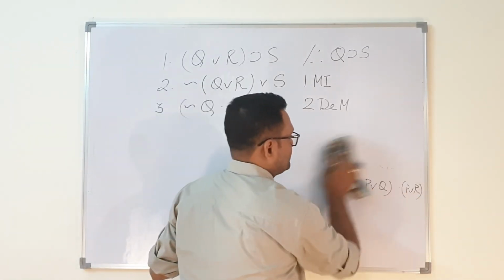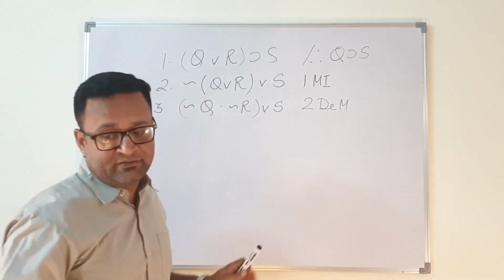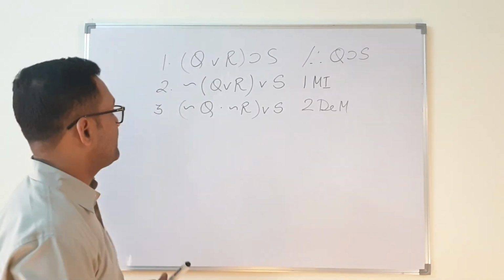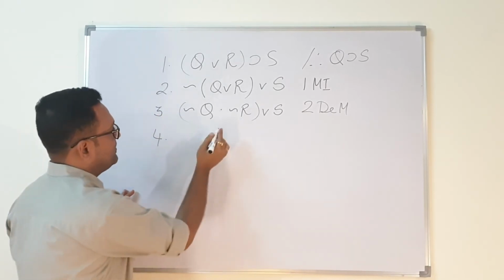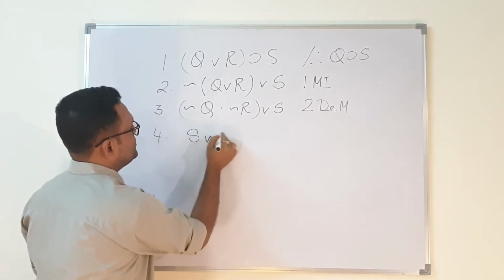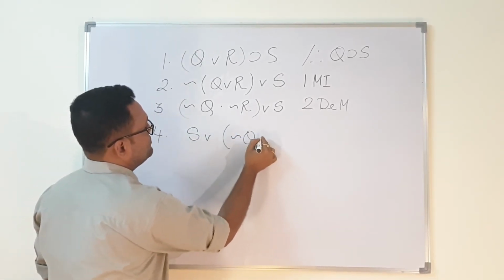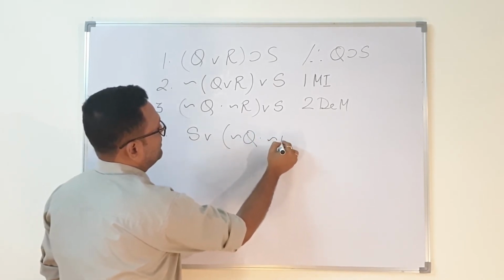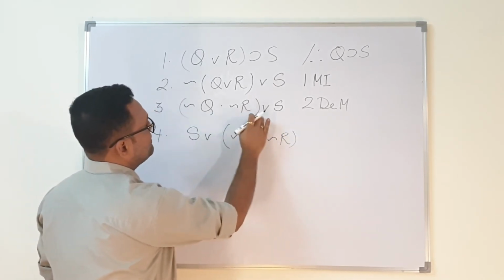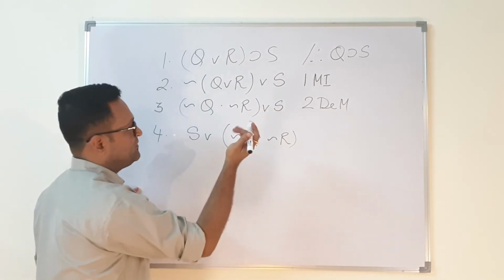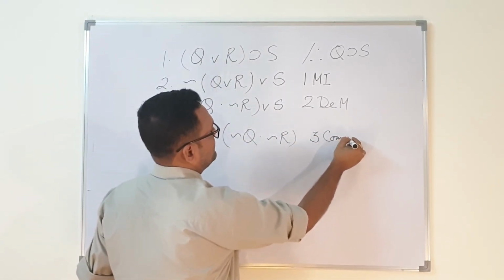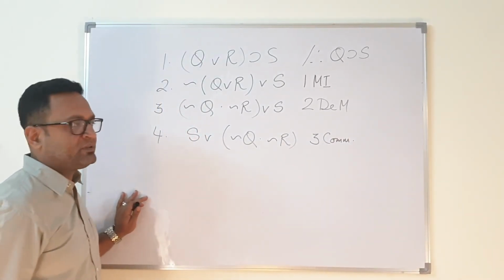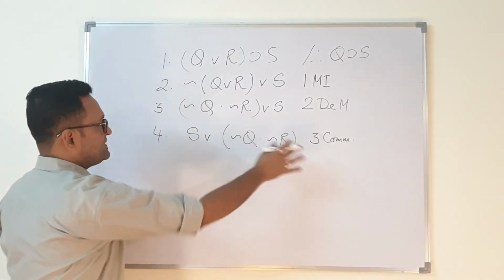So what you do, if you do not find it difficult, there is absolutely no problem. But if you find it difficult, do one step more. If you do more steps, there is no problem. You write S wedge (negation of Q dot negation of R). Because if it is P wedge Q, you can write it as Q wedge P. So what you have done, you have applied commutation on step number 3. Okay, now it is easier.